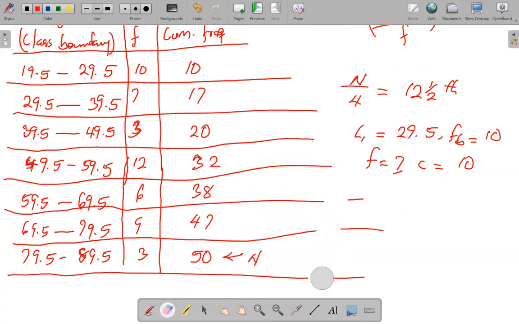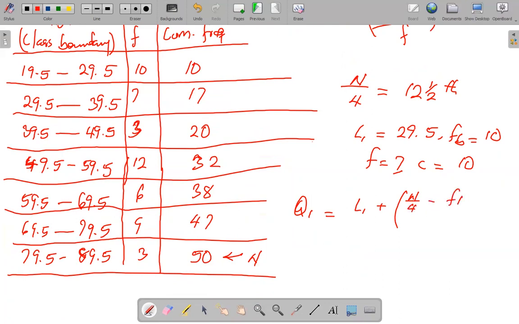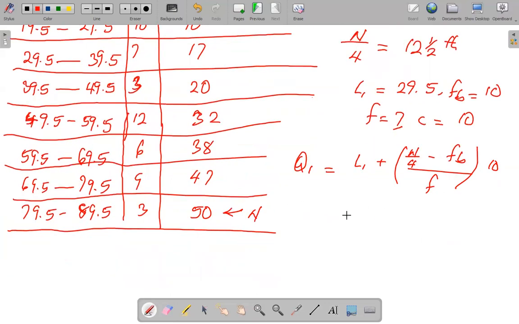Q1, the lower quartile, is L1 plus n over 4 minus FB, divided by F, times C. This formula will be 29.5 plus n divided by 4, which is 12.5, minus FB, which is 10, divided by F, which is 7, then multiplied by 10.